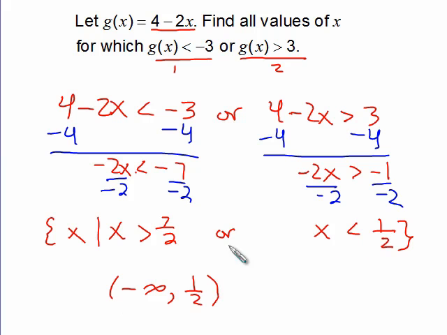And then the word or will become a union symbol to connect these two sets of numbers. And the other set of numbers is all the numbers greater than 7/2. So it will start at 7/2 but won't include 7/2 and go to infinity. So this is the same solution set, but now in interval notation.